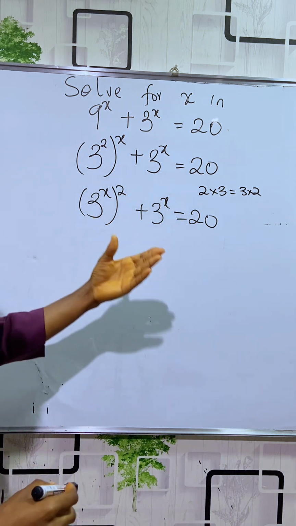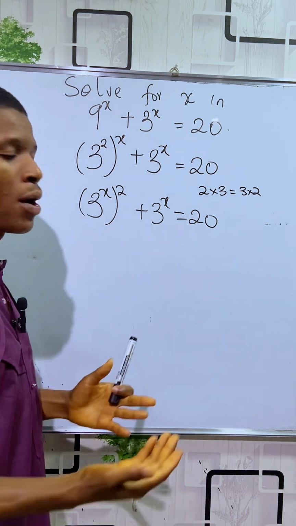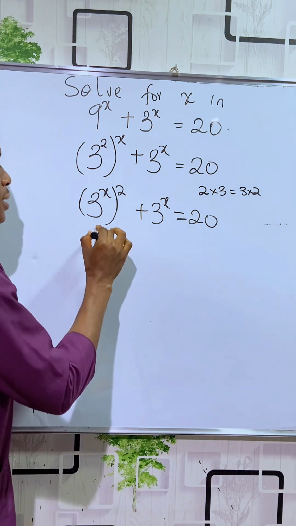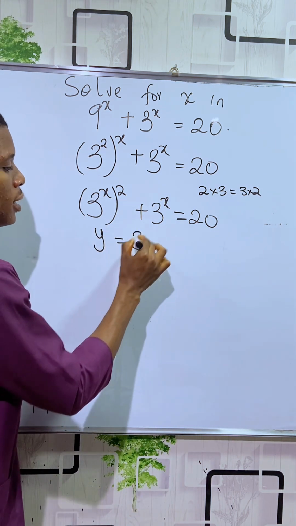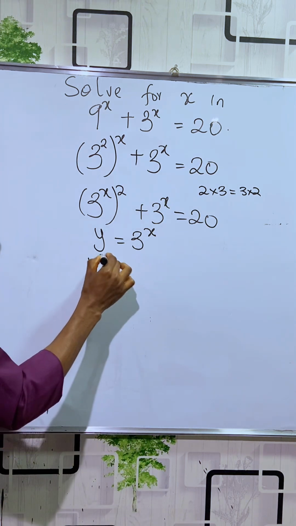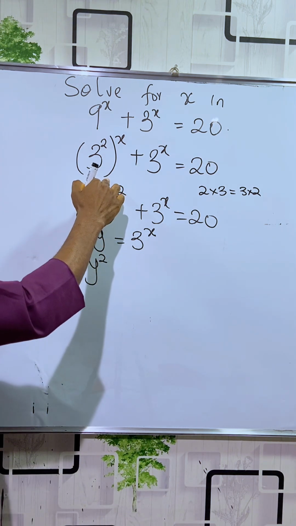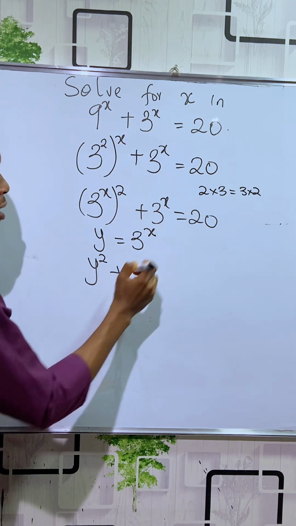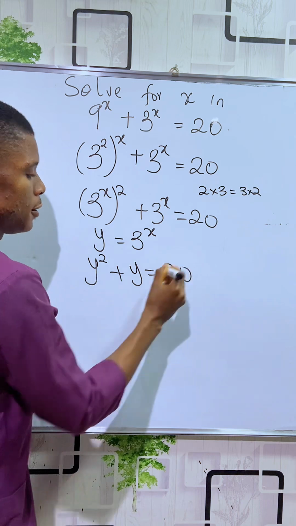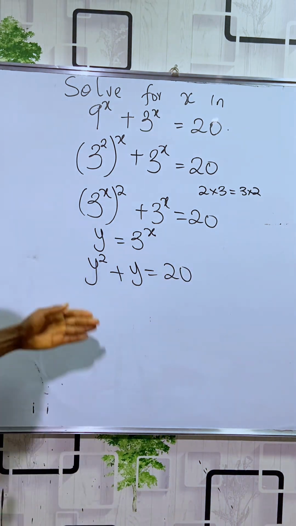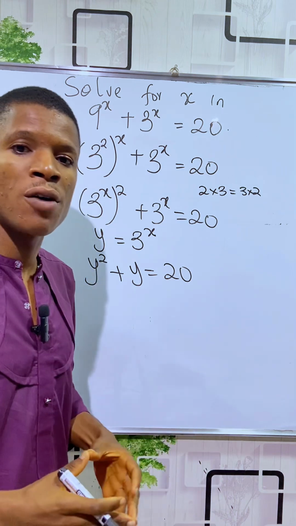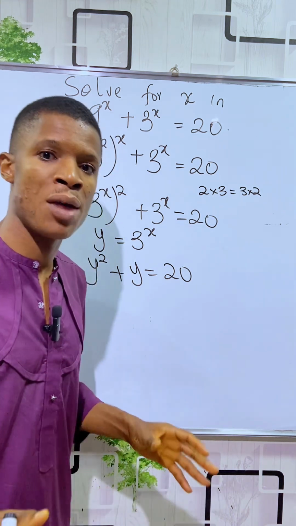Observe that to solve this, we have to assign a variable to the 3 to the power of x. So I can now say let y be equal to 3 to the power of x. That means we have y squared plus y is equal to 20. So for us to solve, this is a clear quadratic equation, and it's best to solve it using the factorization method.